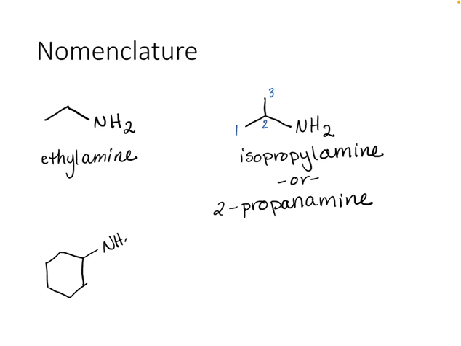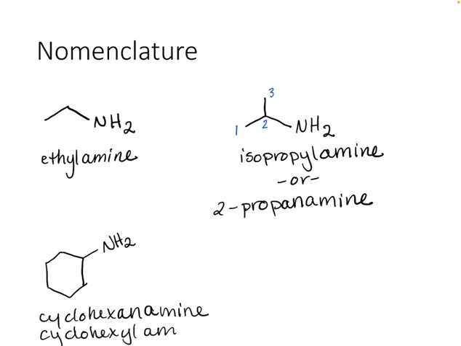If you have an amino group attached to cyclohexane, you could call this cyclohexanamine, or cyclohexylamine. And then just one other one that I wanted to bring up because we have seen it before. If you have an amino group attached to benzene, this has a common name, aniline.